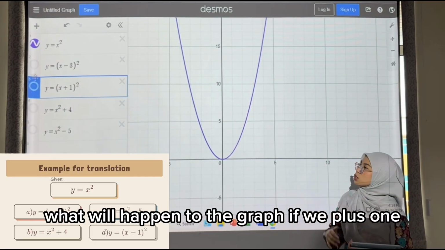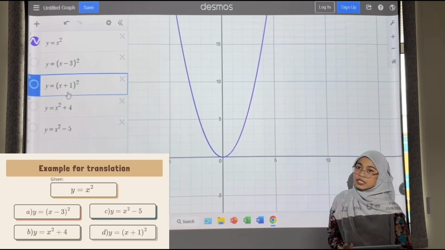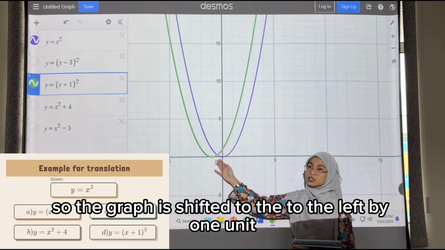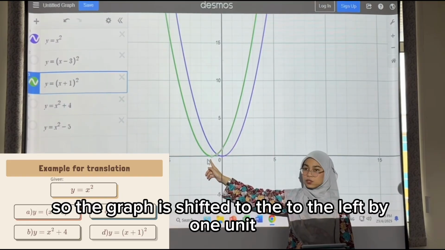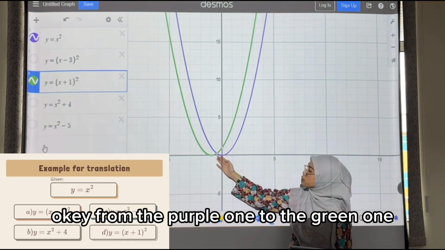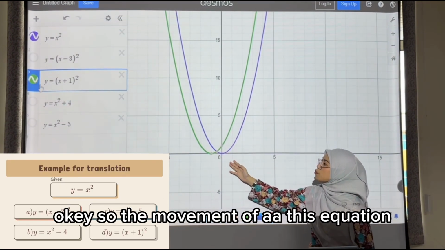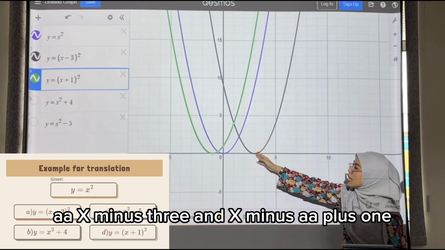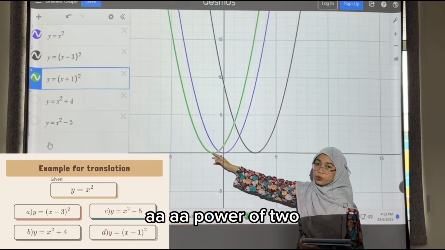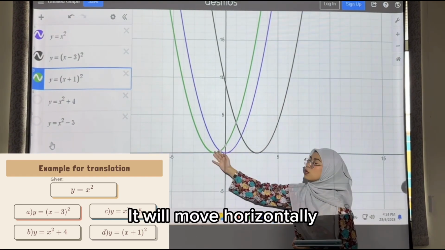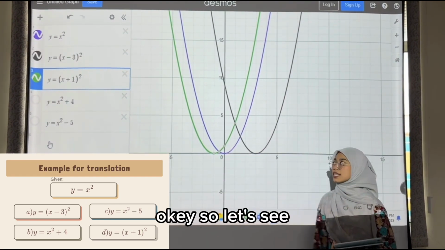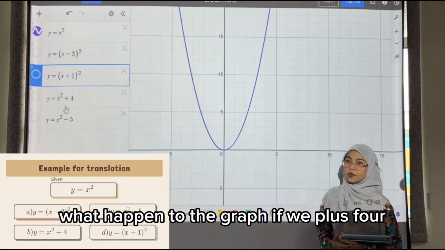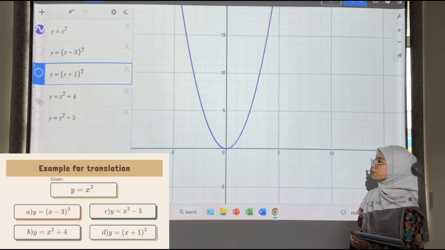What will happen to the graph if we add 1 inside the function? The graph will shift to the left by 1 unit, from the purple one to the green one. So the movement of this equation, (x minus 3) squared and (x plus 1) squared, is horizontal.